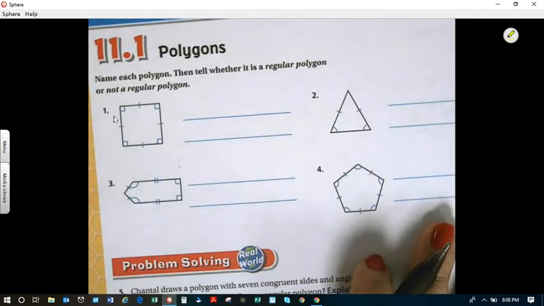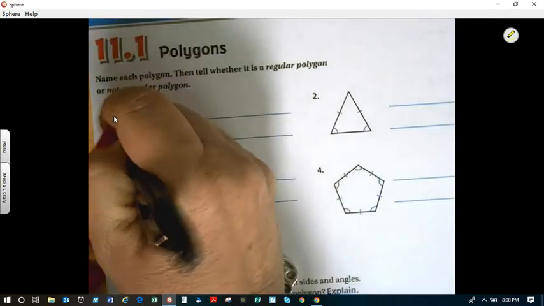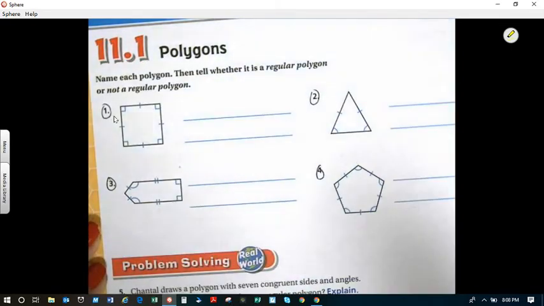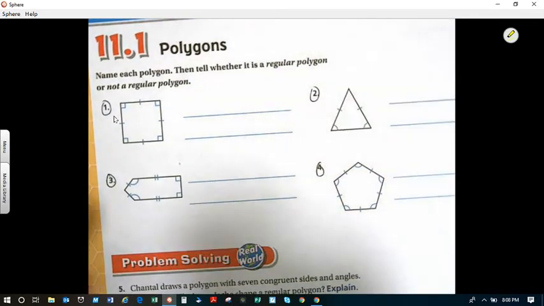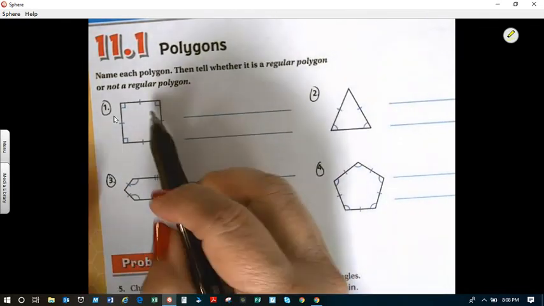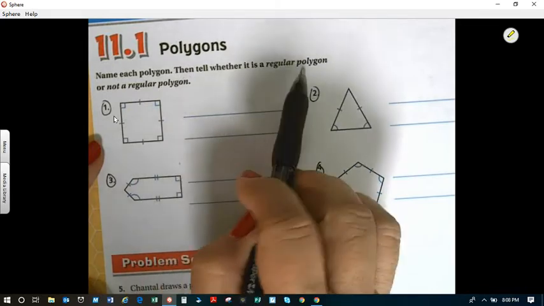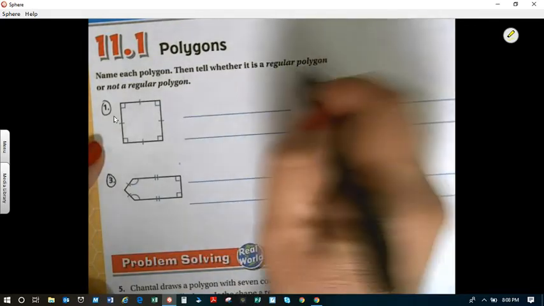All right, we're talking about polygons 11.1. Number 1, so you were doing 1, 2, 3, 4, 6, and then on the back, those last 3 problems. We're going to name each polygon, and then tell whether it is a regular polygon or not a regular polygon.